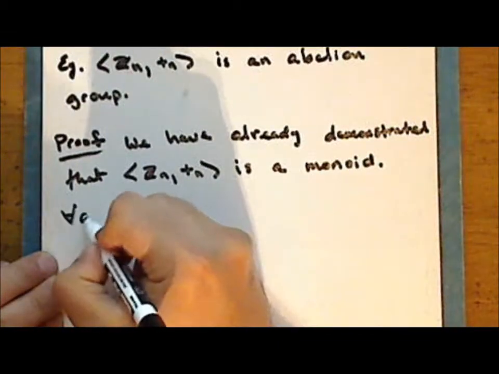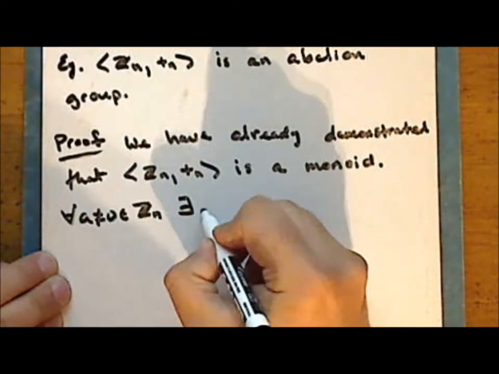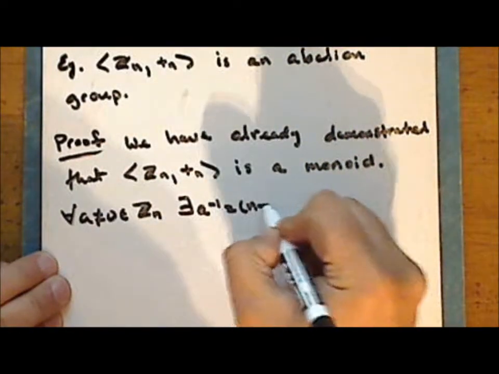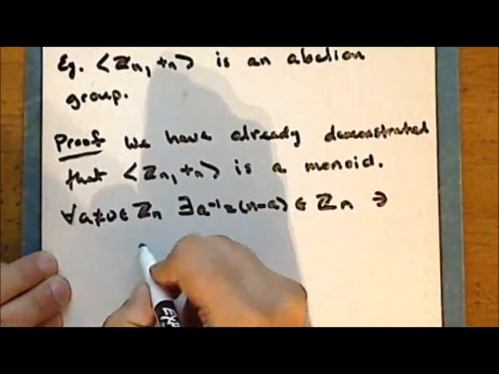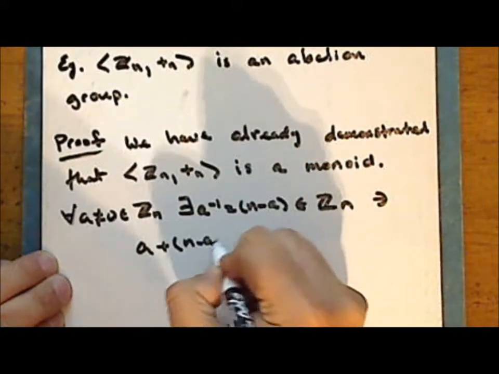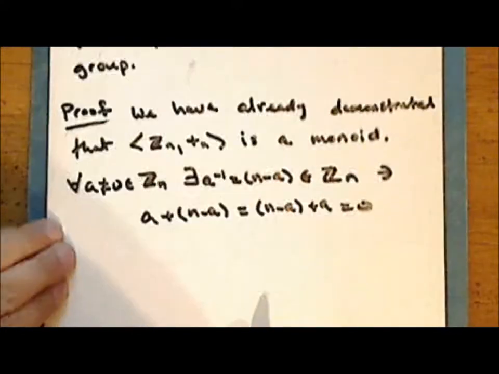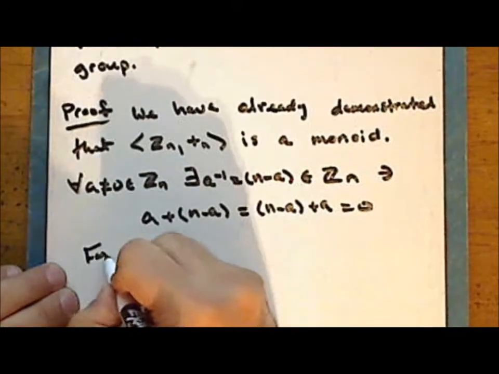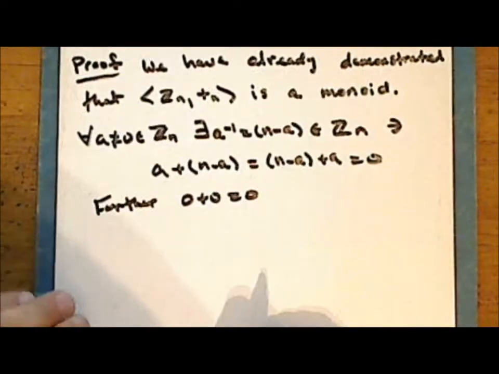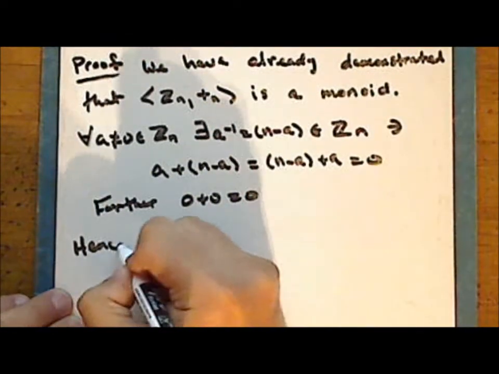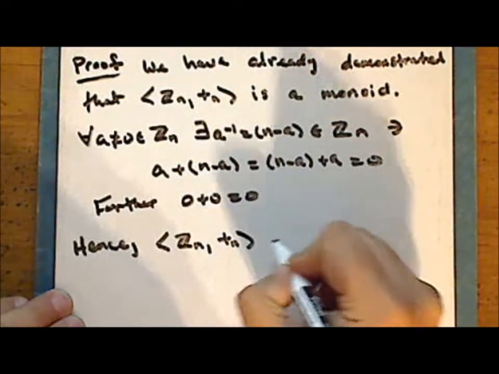Now for every non-zero element a in the set of integers modulo n, there exists an additive inverse, namely n minus a in the set of integers modulo n, such that a plus n minus a is the same as n minus a plus a, which is 0. Further, 0 plus 0 is 0, so 0 is its own additive inverse. And hence, the integers modulo n under addition modulo n is a group.